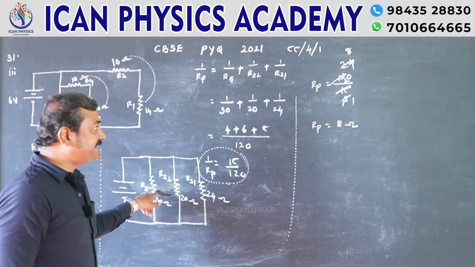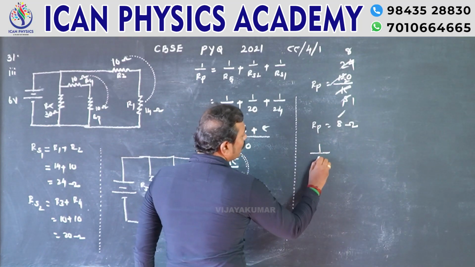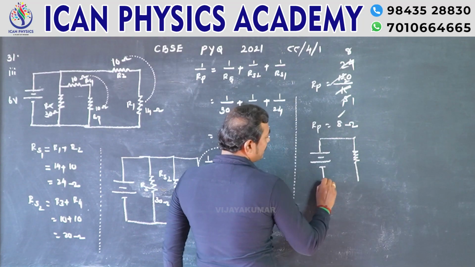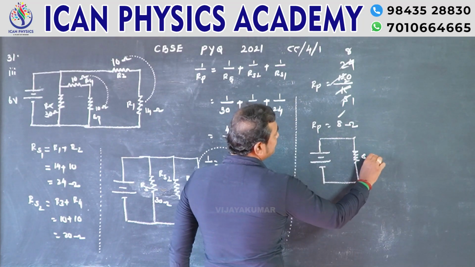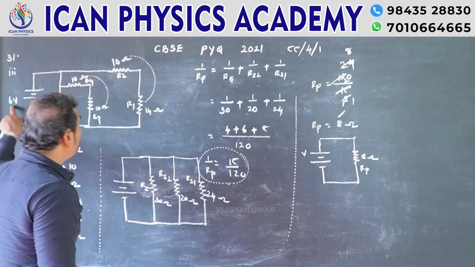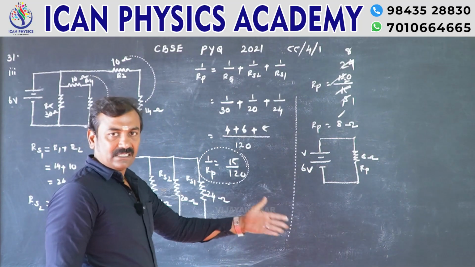Now these three resistances become one, that is 8 ohm. So the circuit diagram becomes like this. It's 8 ohm, and it is Rp. It's V. So what is the value of V? 6 volt. So what is the question? What is the current flowing through it?